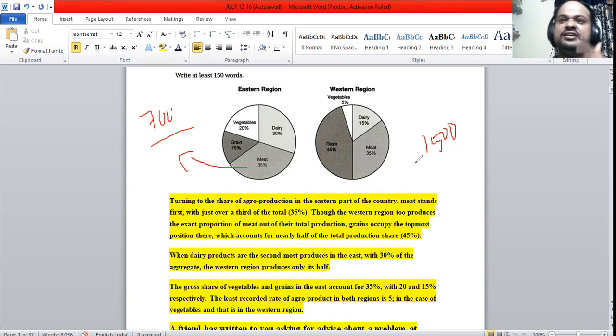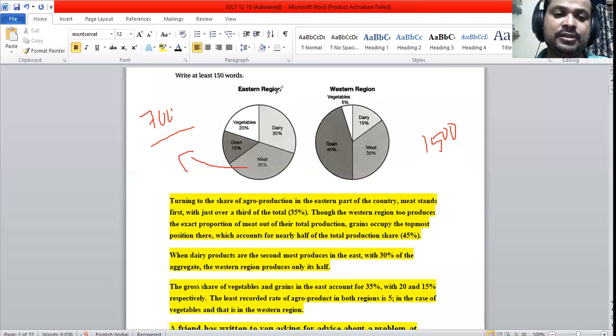How much is the total produce of the eastern region? Is it comparable? No, I don't know. I don't have any particular data regarding that. How much the eastern region is producing, how much the western region is producing, it just shows a percentage out of their total. So out of the total proportion.